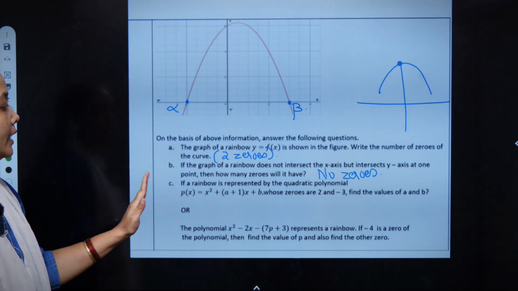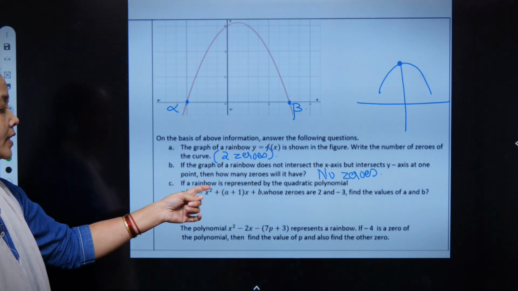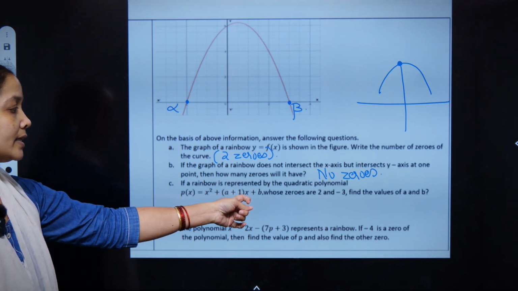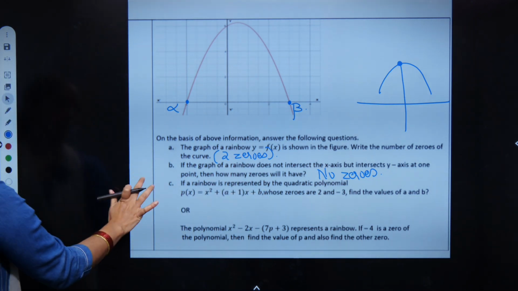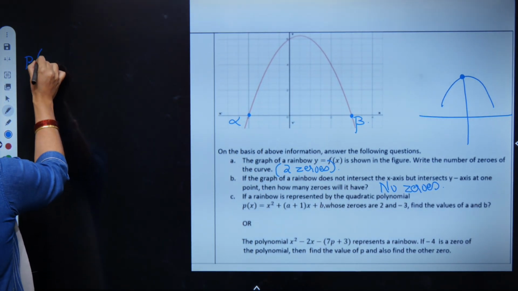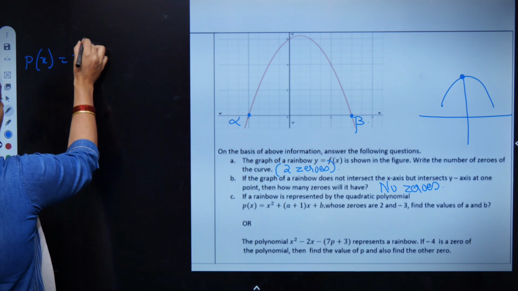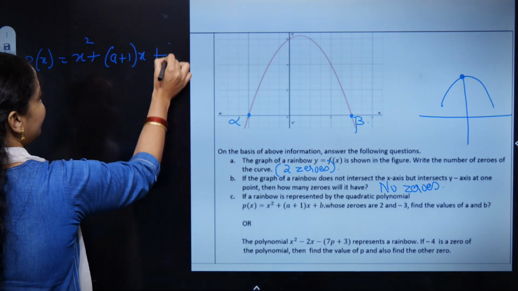Third question, if a rainbow is represented by the quadratic polynomial p(x) is equal to x square plus (a plus 1) into x plus b, they are just giving us an equation p(x) equal to x square plus (a plus 1) into x plus b.